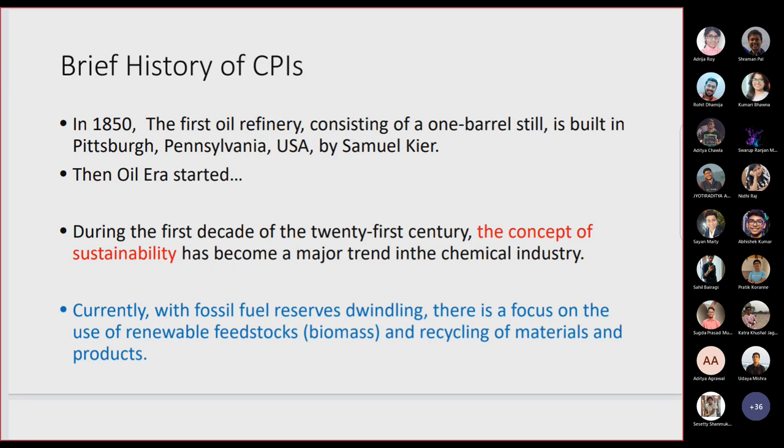If we ask what the current focus is in research growth in chemical process industries, in terms of new inventions, more new inventions come from the conversion of renewable feedstock to chemicals rather than the conversion of petroleum products to chemicals. This is the current research focus. Also, major focus is going into the recycling of materials and products. That is the current research in terms of chemical processes.